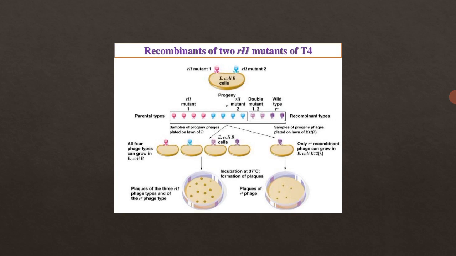Alright, then you can see here R2 mutant 1, R2 mutant 2, pink color and blue color. So they have then inoculated in the media, in the lawn of the E. coli B cells. Now you have to observe carefully. Now we have inoculated this in the E. coli B cells. So definitely the cell will produce daughter cells, right? The bacteria will grow, right? Now what will happen?